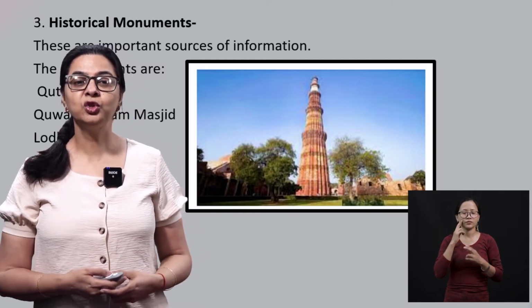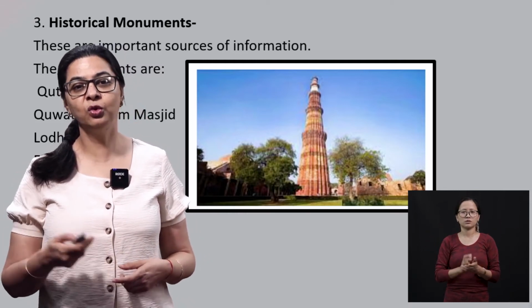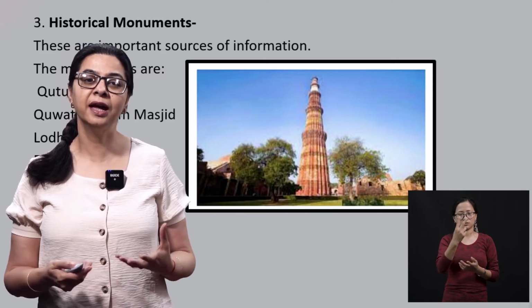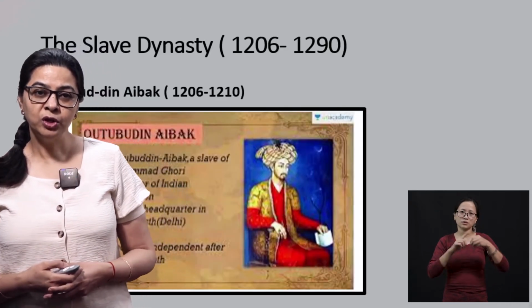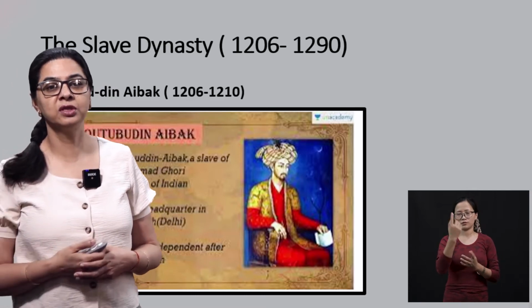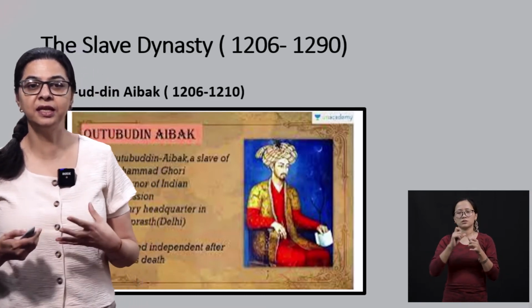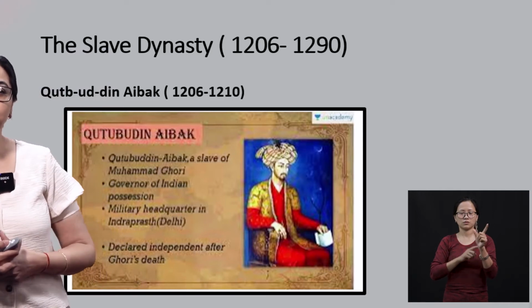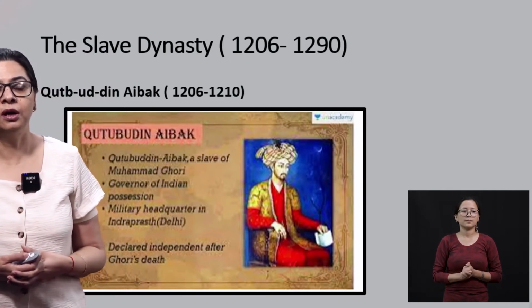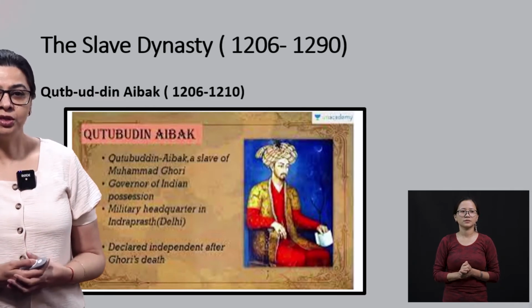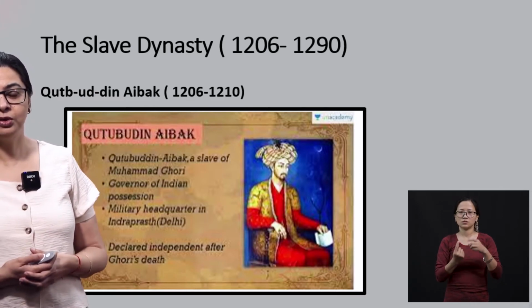So if you want to know more about history, you can always visit these monuments and learn more about that era. Now, we are going to start. The first one was the Slave dynasty. As I said, Qutbuddin Aibak was a slave, and this was your Mamluk dynasty. So this is Qutbuddin Aibak. That's how he looks.